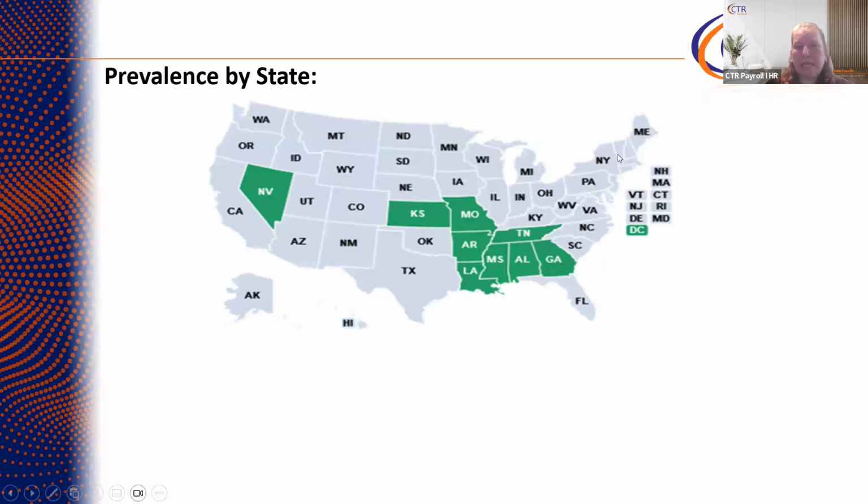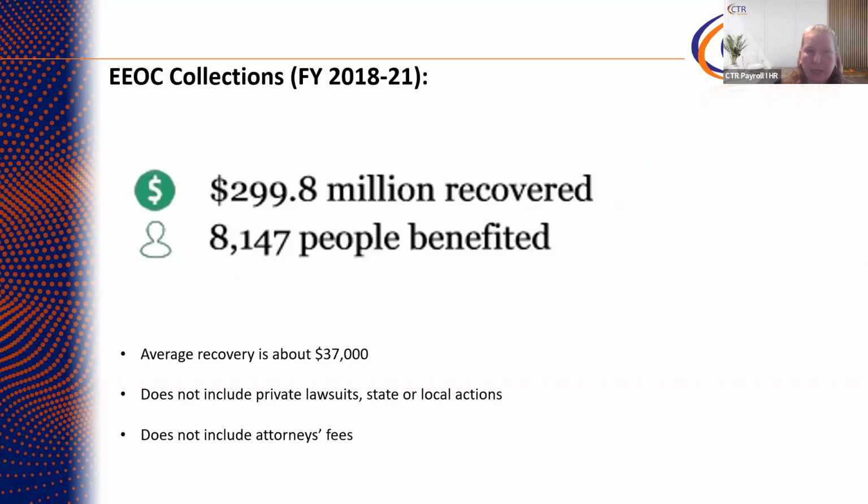You can see the states in green that have the most complaints. Pennsylvania is not one of them. One thing I wanted to point out on one of the prior slides is although the EEOC only gets 6,000 to 8,000 claims a year, we have state and local agencies that get just as many, if not more. And so that's just a small drop in the bucket of what we see out there.